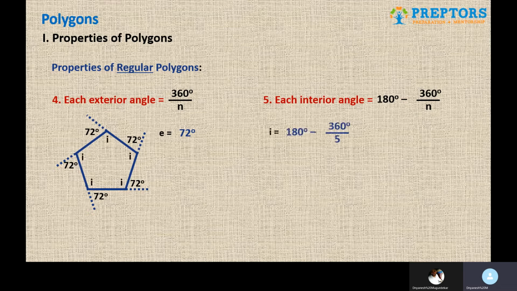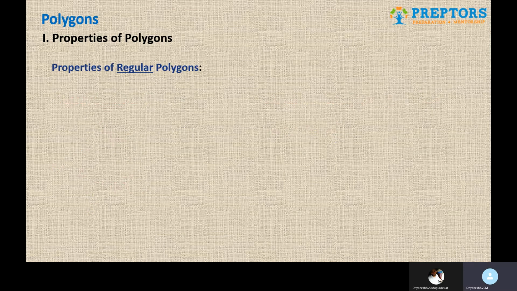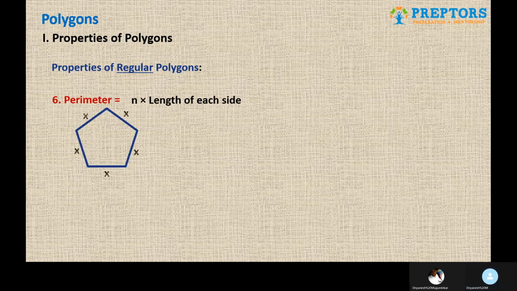The next one, regular polygons, we are continuing the properties. Perimeter is n into the length of each side. There is a pentagon, each side is x, so 5 sides, so the perimeter is 5x.